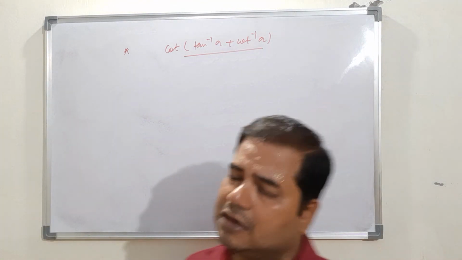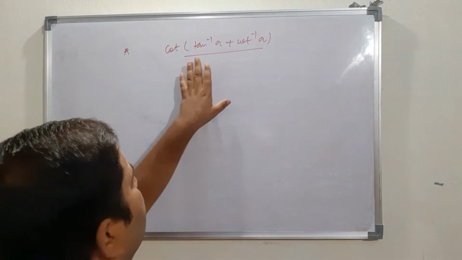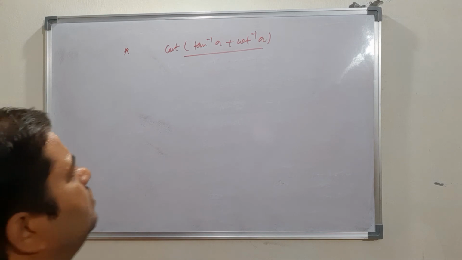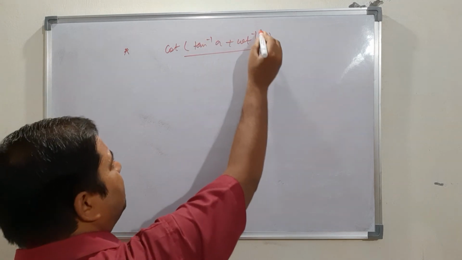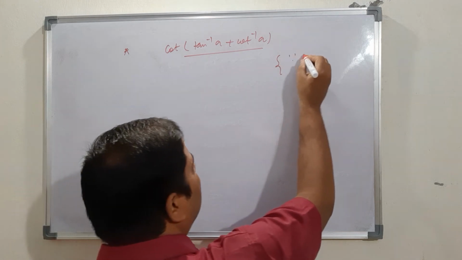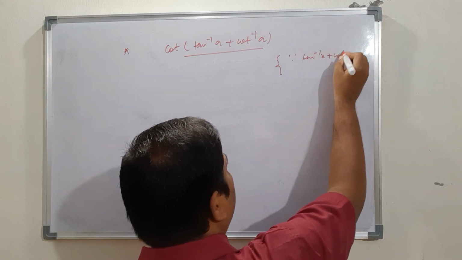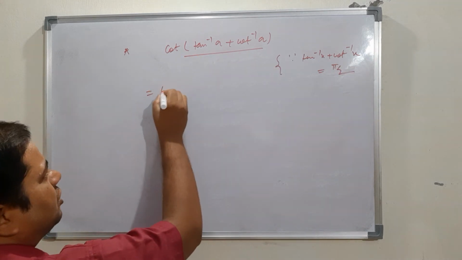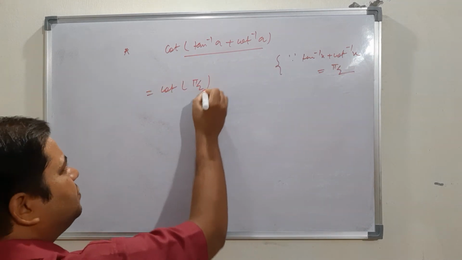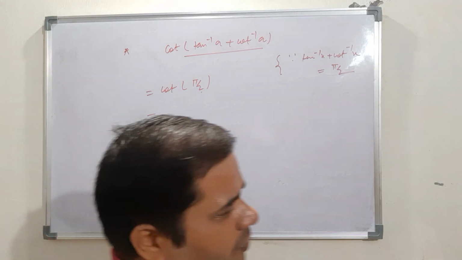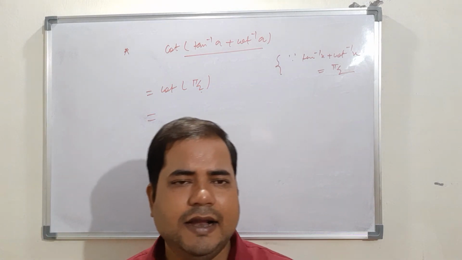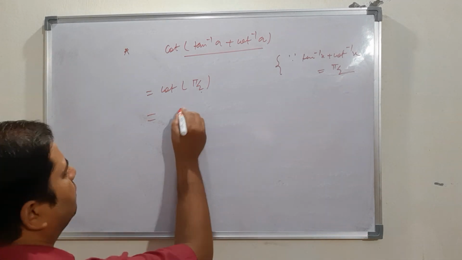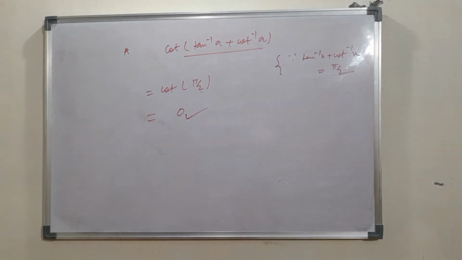So see, this is supposed to be cot of tan inverse A plus cot inverse A. So this is the problem for the students. If we put here tan inverse A plus cot inverse A, because you know tan inverse x plus cot inverse x is equal to pi by 2, in the same manner this is cot of pi by 2, and you know the value of cot pi by 2. Tan 90 is infinite, then cot 90 is 0 only. Okay, so next question.